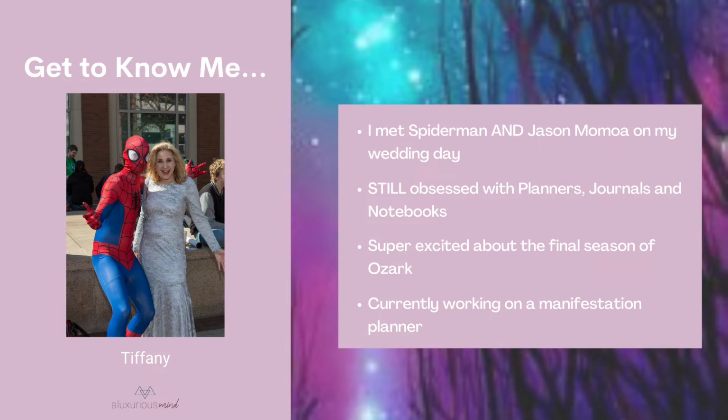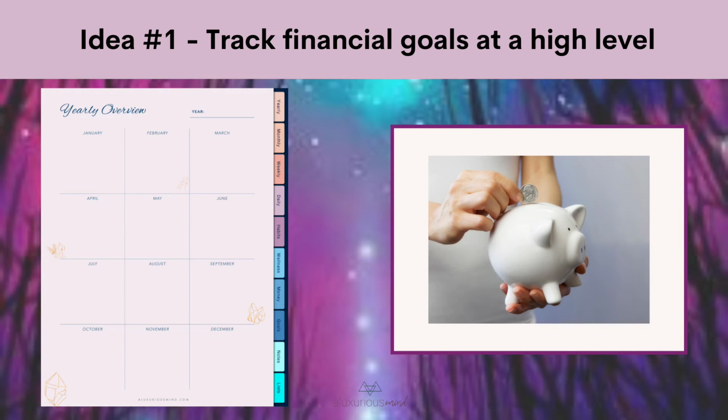All right, so the first idea I have for you in terms of using your yearly overview layout in your planner: track financial goals at a high level. So you could track the amount of money you saved each month and just write the number you saved. You could track the amount of debt you paid off each month. So say you paid $500 on debt, maybe you write $500. You could also track your current debt balance.